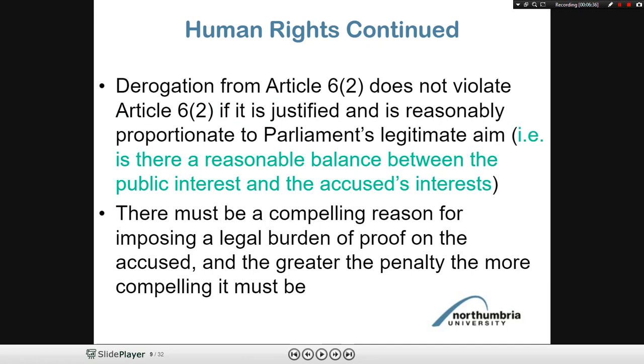Derogations from Article 6.2 do not violate Article 6.2 if they are justified and reasonably proportionate to Parliament's legitimate aims. For example, is there a reasonable balance between the public interest and the accused's interest? There must be a compelling reason for imposing a legal burden of proof on the accused, and the greater the penalty, the more compelling it must be.